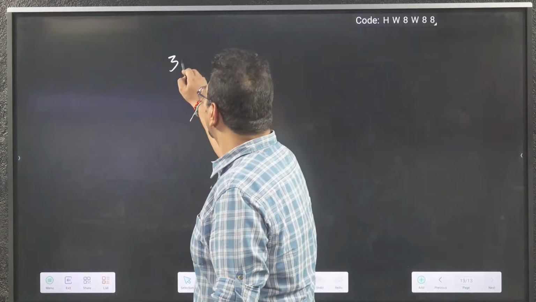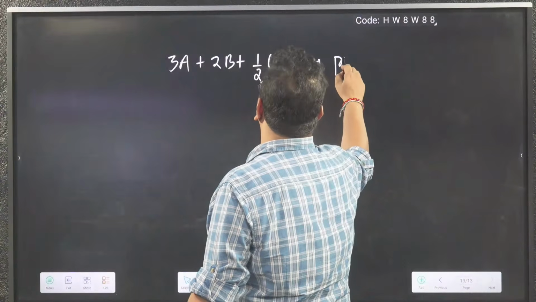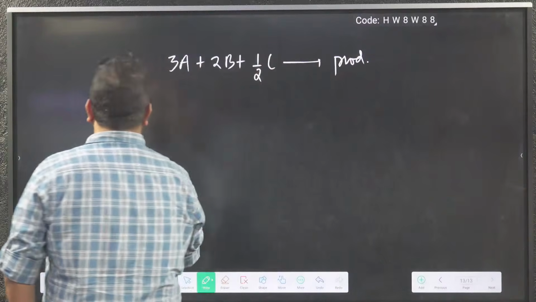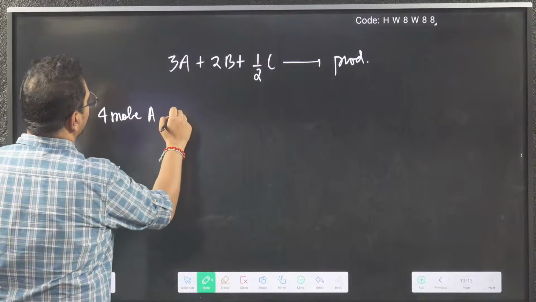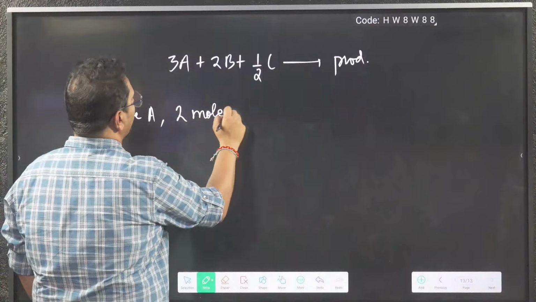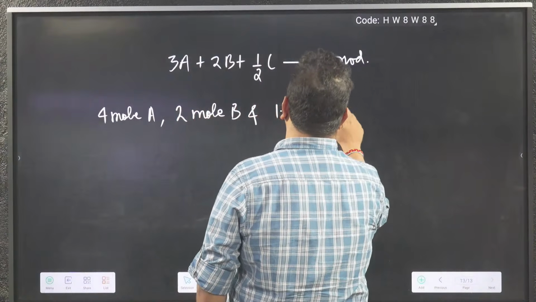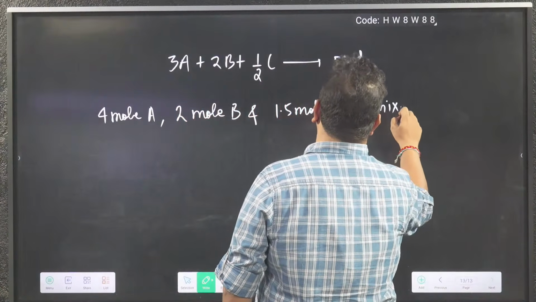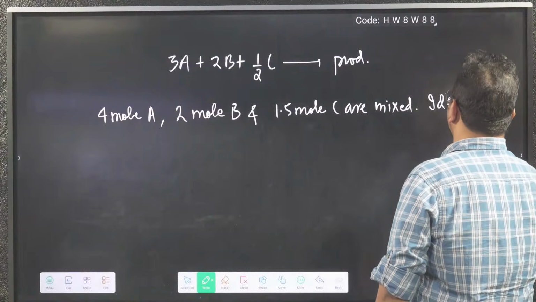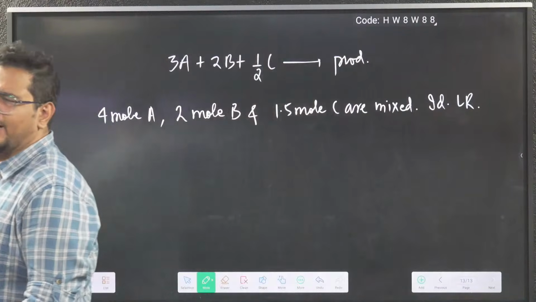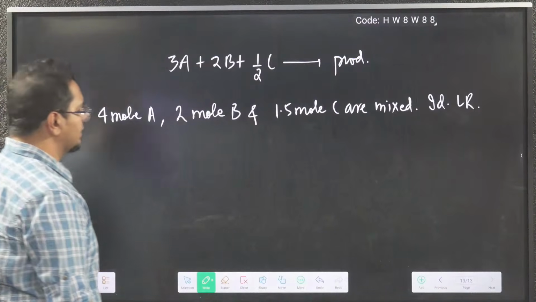Now, let us say 3A plus 2B plus 1 by 2 C gives you product. So I am giving you 4 mole A, 2 mole B, and 1.5 mole C are mixed. Identify the limiting reagent. 3 reactants are there. Identify the limiting reagent, fast.